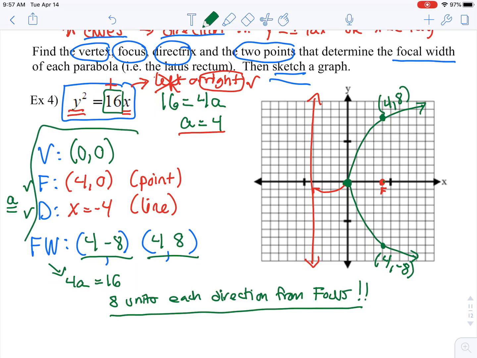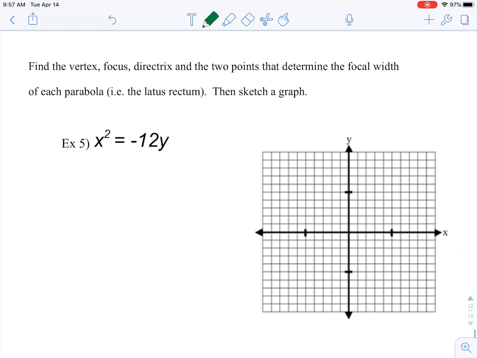So here's the key information when we are sketching our graphs, the key information that we're going to be looking for. And remember how to use the equation to be able to actually come up with those A values. One last example just to make sure we have the idea here.